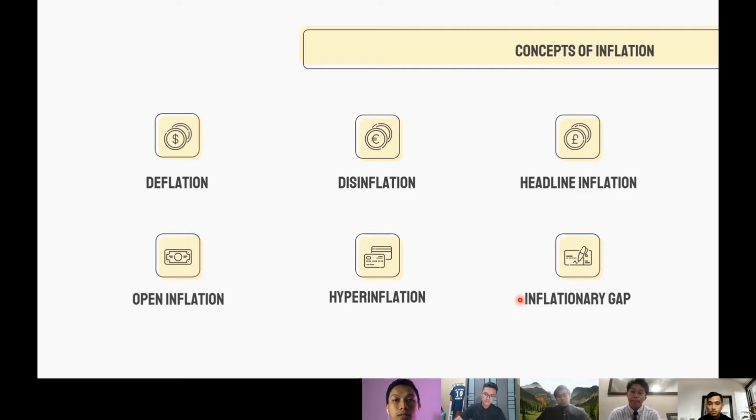Okay, the last one for the concept of inflation. An inflationary gap is a macroeconomic concept that measures the difference between the current level of real gross domestic product, or GDP, and the GDP that would exist if an economy was operating at full employment. An inflationary gap happens when demand for goods and services is greater than production due to factors such as a higher level of overall employment, increased trade activities, and increased government expenditure.